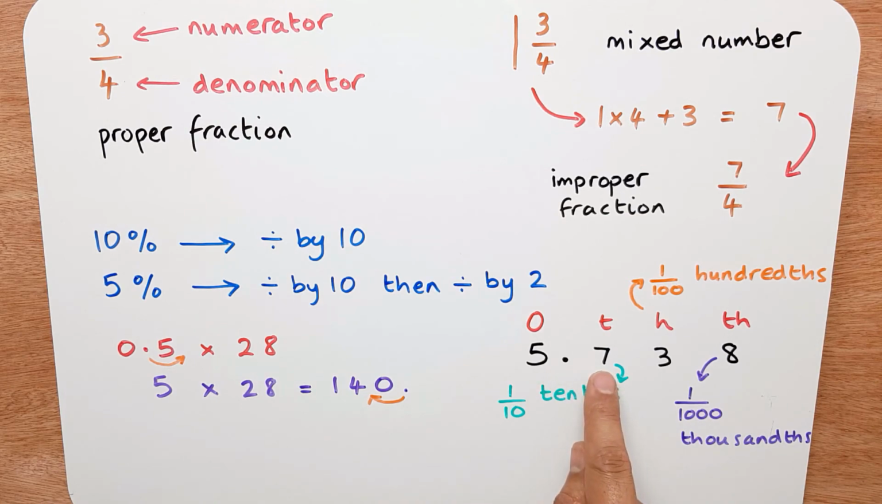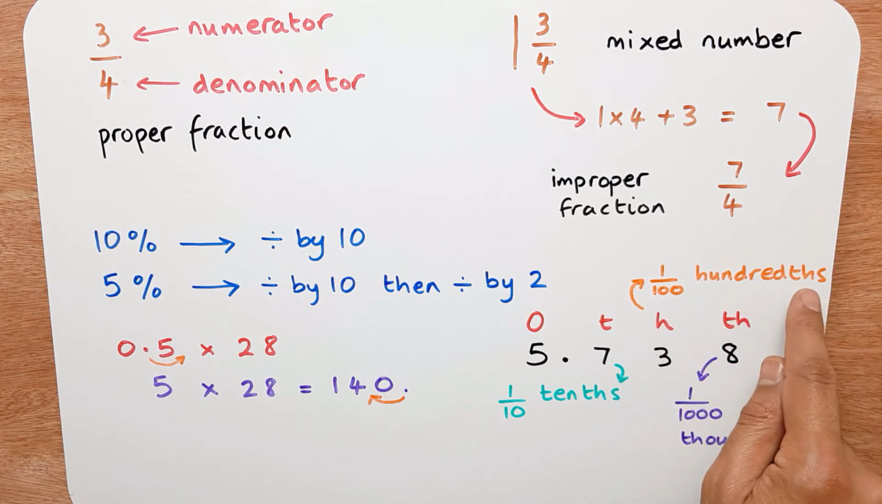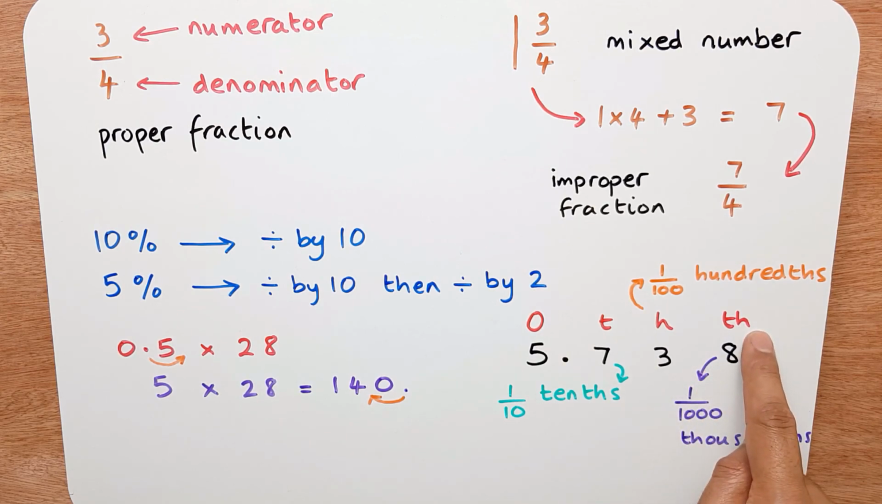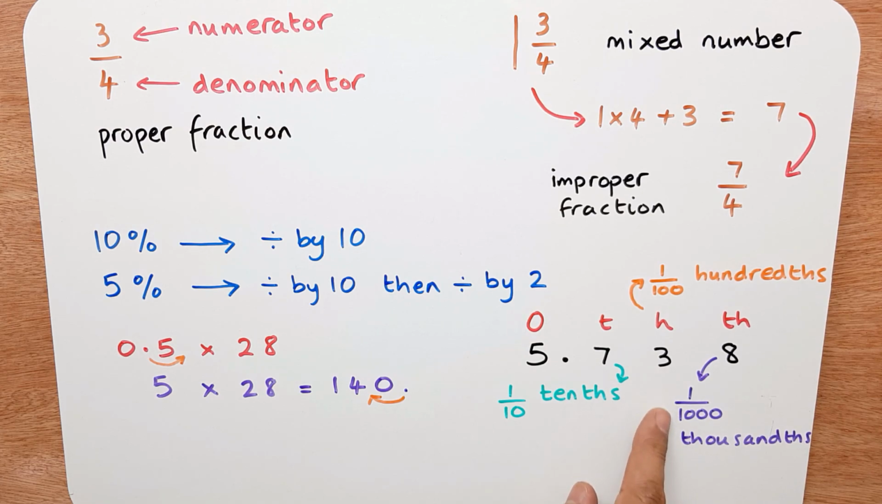The first number to the right is the tenths column, which can be written as 1 over 10. The second column is the hundredths column, which can be written as 1 over 100. And the third column is the thousandths column, which can be written as 1 over 1000.